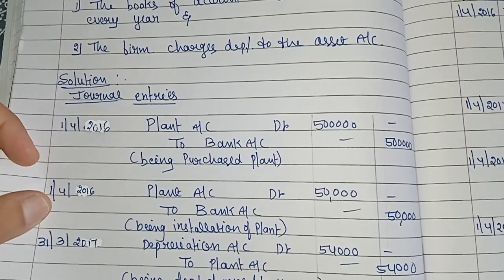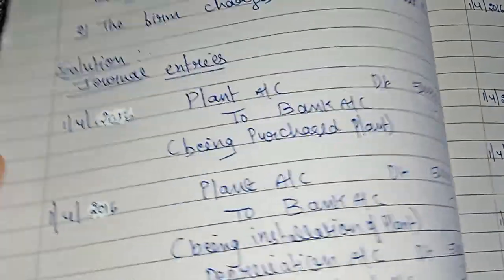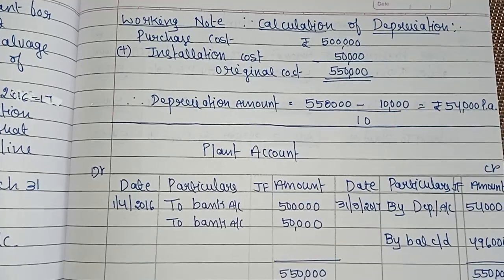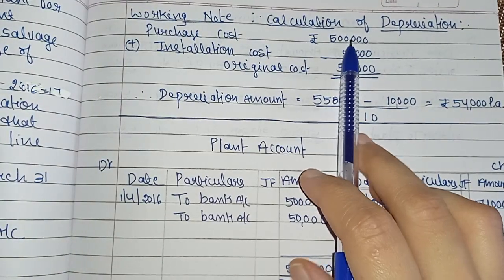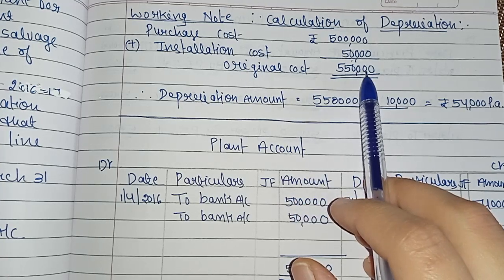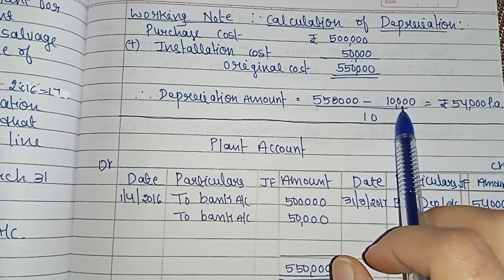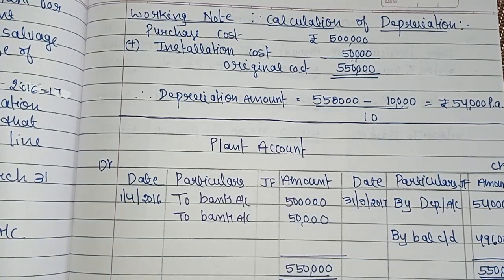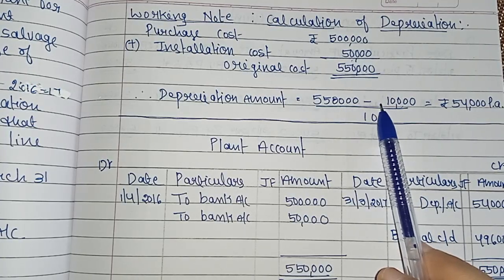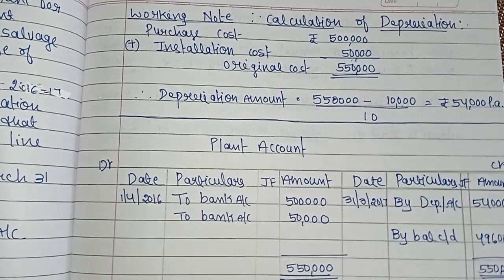At the end of the year, we have to pass the journal entry for depreciation. For that we need to calculate the depreciation, right? See here, working note, calculation of depreciation. Purchase cost is rupees 5 lakh, and installation cost 50,000, so the original cost is rupees 5 lakh 50,000. Now the depreciation amount is the original cost of the machine minus salvage value divided by life in years, that is 5 lakh 50,000 minus 10,000 divided by 10, which equals rupees 54,000 per annum. That is our depreciation amount.